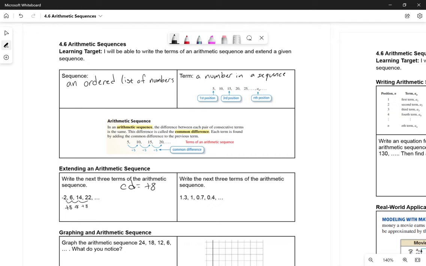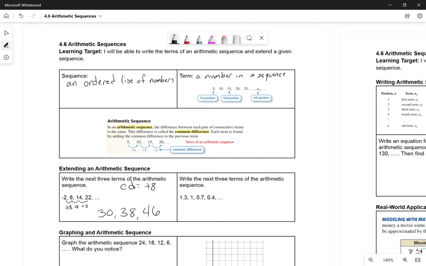So 22 plus 8 is 30. 30 plus 8 is 38. And 38 plus 8 is 46. And those are our three terms. So now let's look at our next one. We have our next arithmetic sequence.